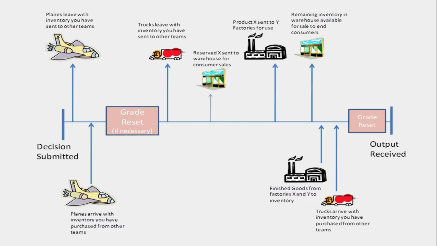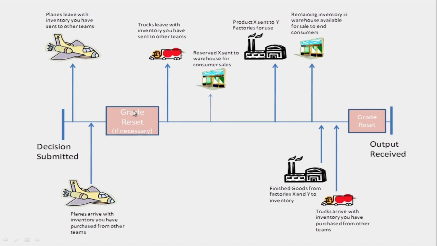Okay? And I spent a long time drawing this very complicated diagram here that tells you exactly what's happening at what particular time. So in this case, you're submitting your decision. The first thing that happens is the plane leaves with products going to other teams. The next thing that happens is a plane comes in, receiving any goods that you have ordered from other teams.